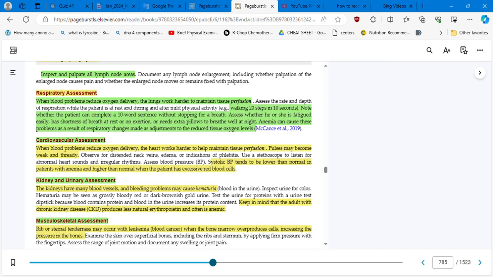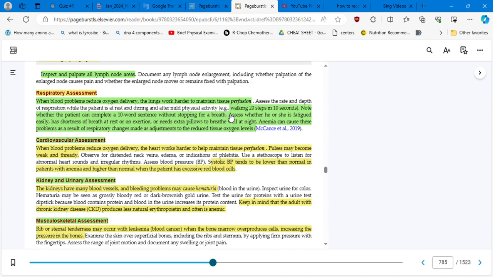Inspect and palpate all lymph node areas, okay? Respiratory assessment. When blood problems reduce oxygen delivery, the lungs work harder to maintain tissue perfusion. Walking 20 steps in 10 seconds, and noting whether the patient can complete a 10-word sentence without stopping for a breath. That's an excellent assessment. It's so easy to assess somebody.